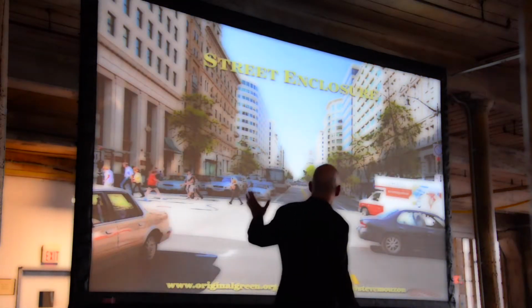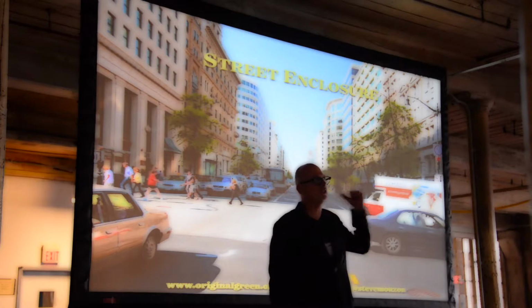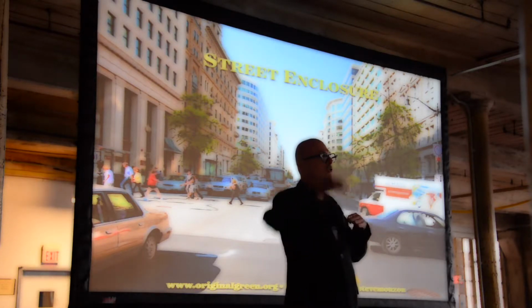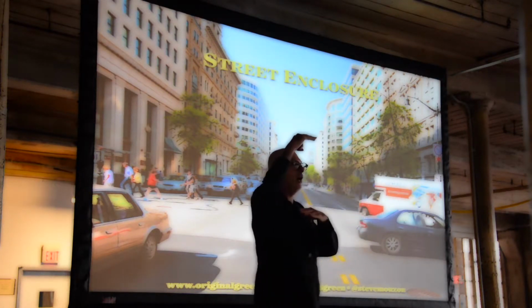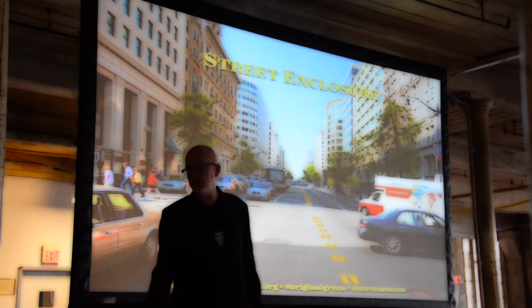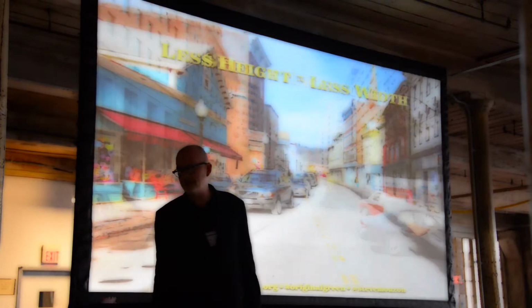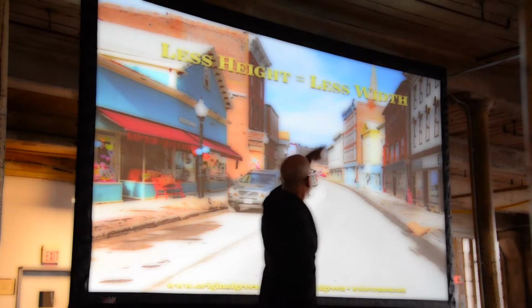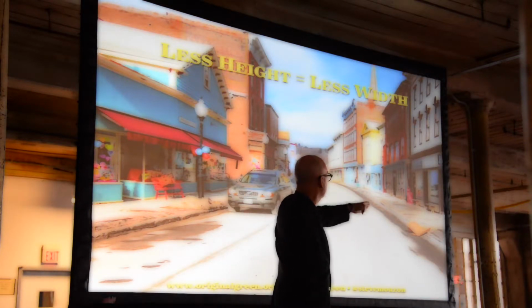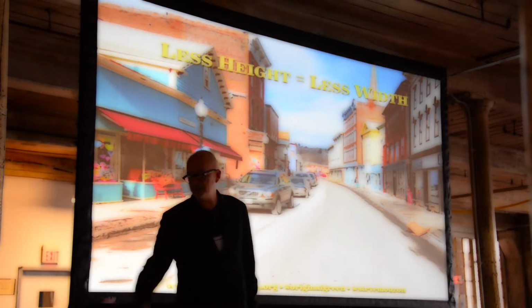Street enclosure. This is one of the few streets in America, this is 14th Street in D.C., that has a greater than 1-to-1 enclosure. And great streets all over Europe have that. Now, what happens is if you have a narrow street, you can get by with less height because you have less width. This is in North Adams, Massachusetts.